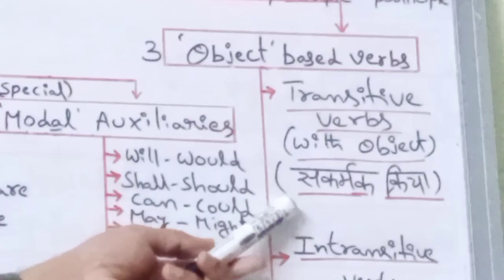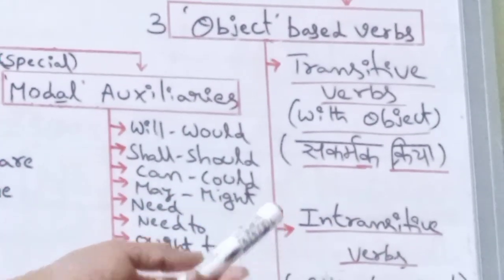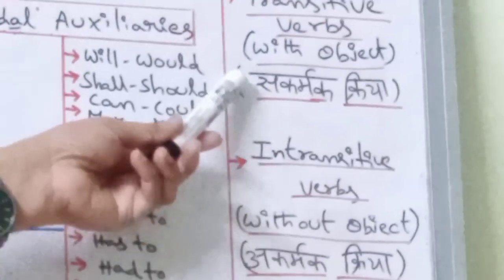So in Telugu and Hindi we can also call them sakarmaka kriya, karma sahit. And an intransitive verb, without object, karma rahit, akarma kriya.